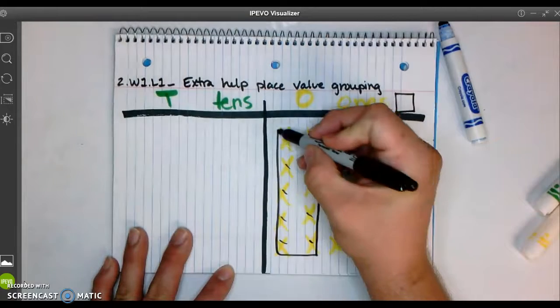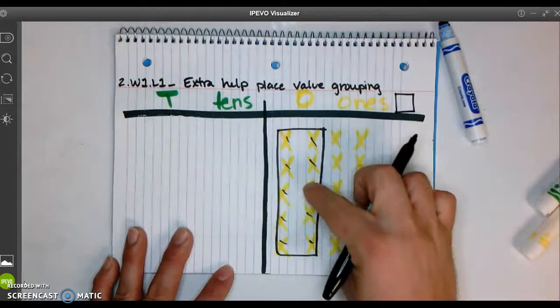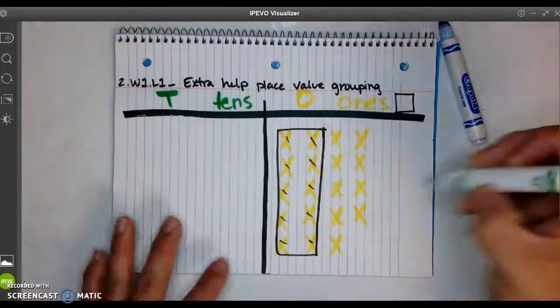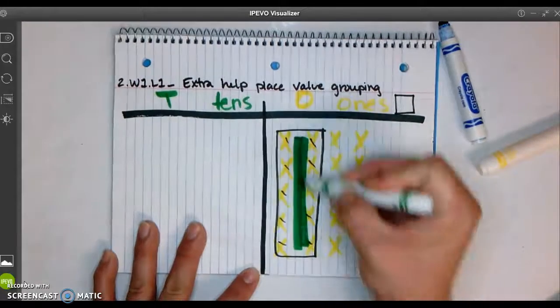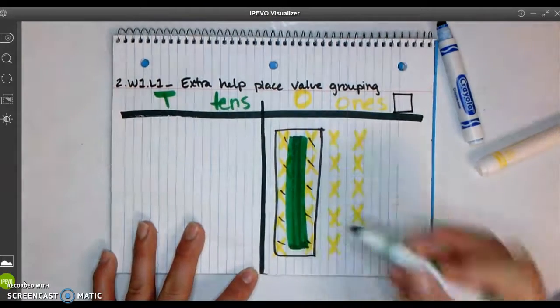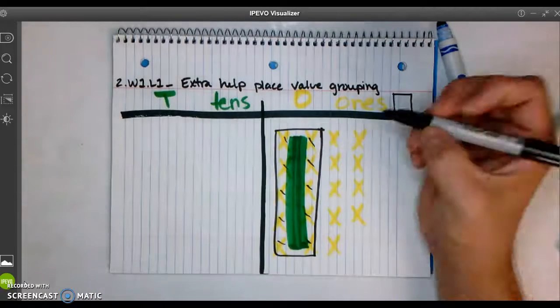So we can go ahead and take those, and instead of saying there are 10 units, we can just say, well, that's the same as one rod. So I'm going to go ahead and color that a new picture right there. So that's one rod. Let's do the same thing over here.